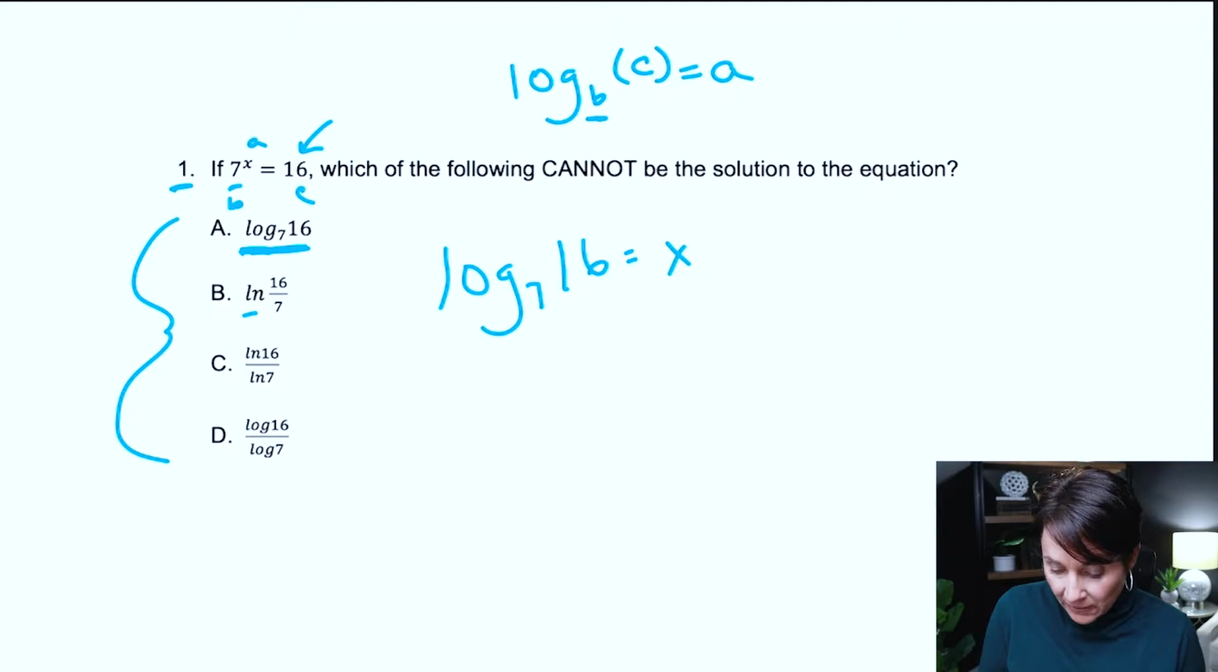So if A could be, I'm not going to choose it. I'm going to check it just so you know that A could be a solution to this equation, but I'm looking for what cannot be. So I'm looking for the wrong answer essentially here. So A could be it, so I'm not going to pick it, and I can see why because of this here. Now let's talk about the other ones here.